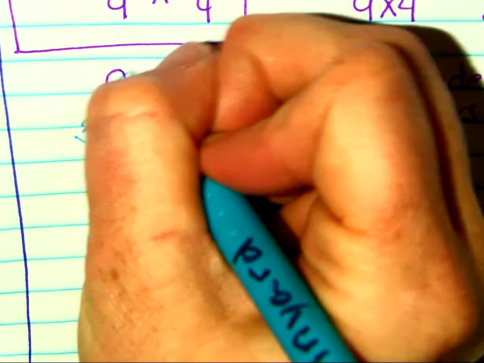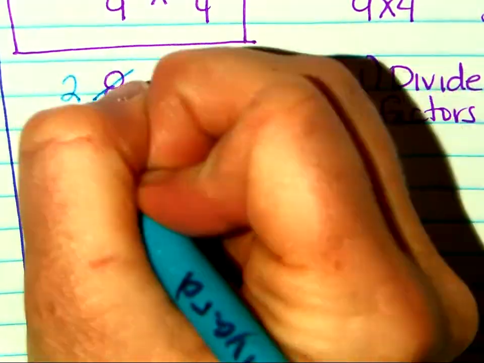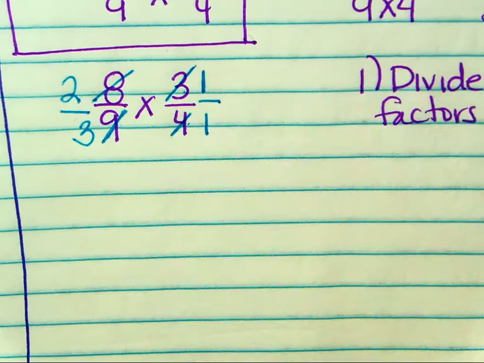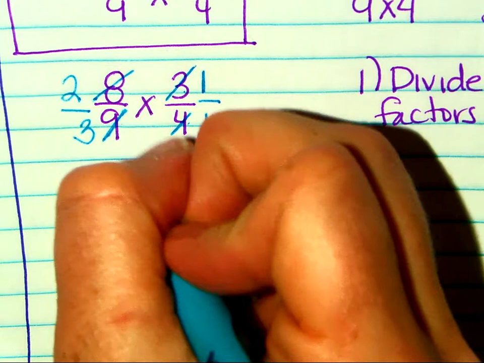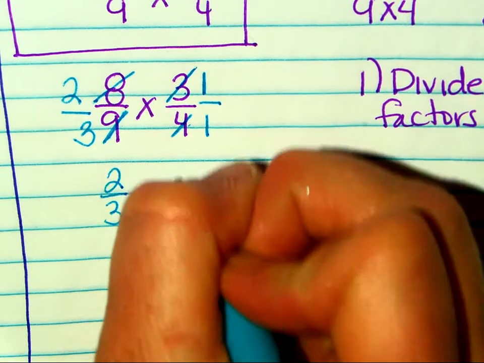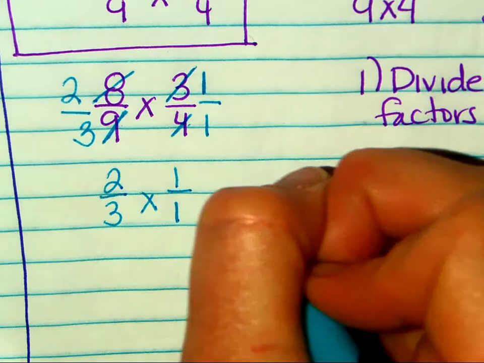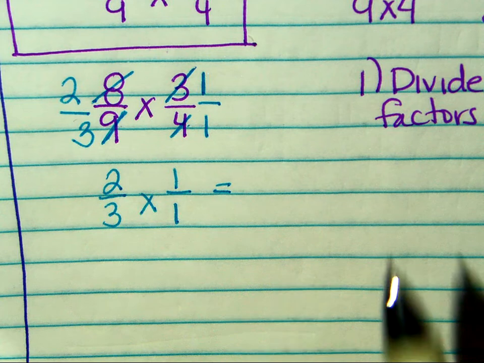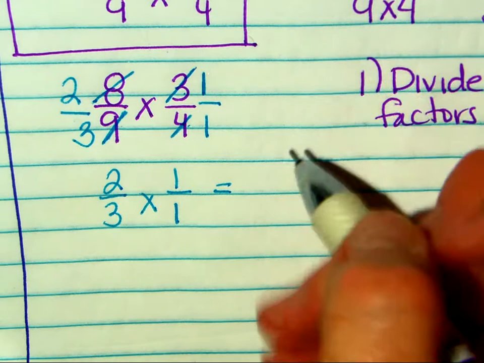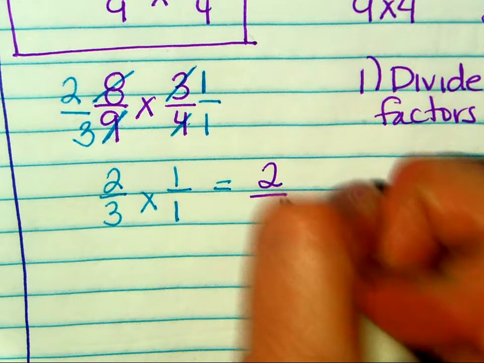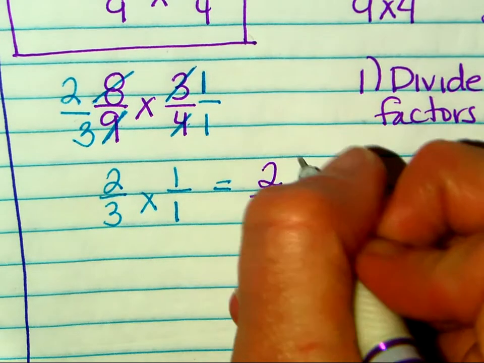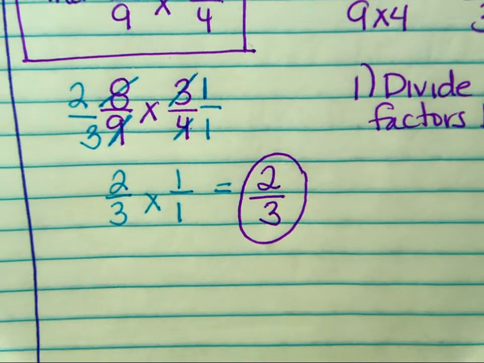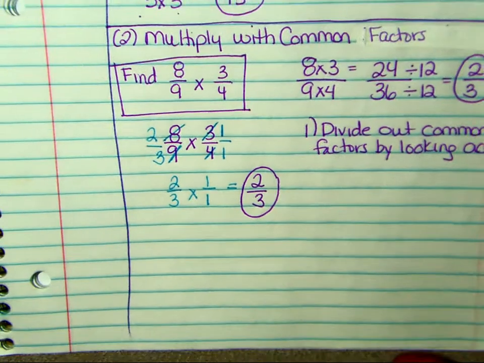What's 8 divided by 4? 2. Good. And what is 4 divided by 4? 1. Awesome. So now what I'm really looking at is 2/3 times 1 over 1. And so let's multiply those straight across. Now, what is 2 times 1, class? 2. And 3 times 1? 3. So notice I got the same answer as I did when I did the standard algorithm.